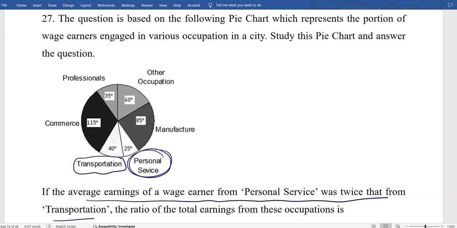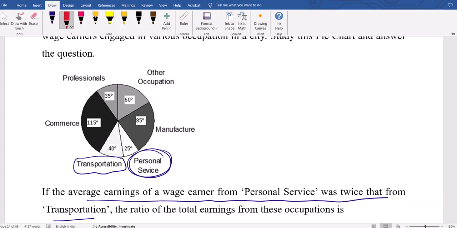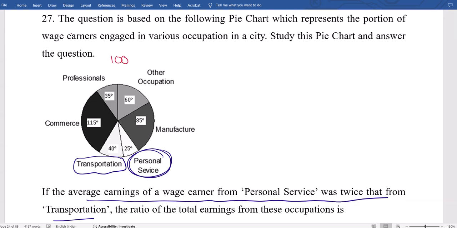Now you have to check regarding total. Let's say 100 employees are there. As per this, personal services is 20. Okay, we'll take 360 degrees, right? Then if there are 360 employees, 25 employees are personal service, and transportation has 40 employees.